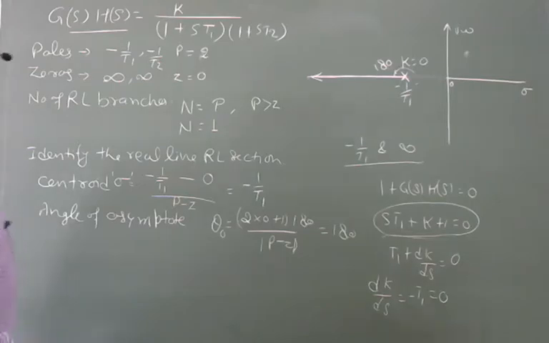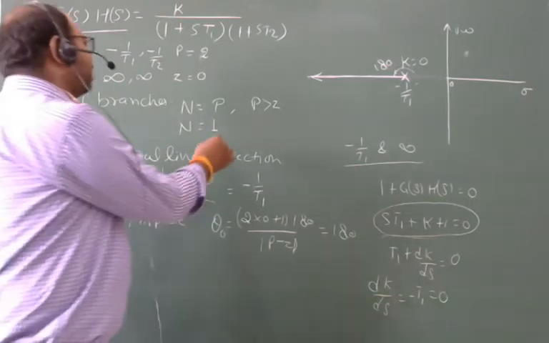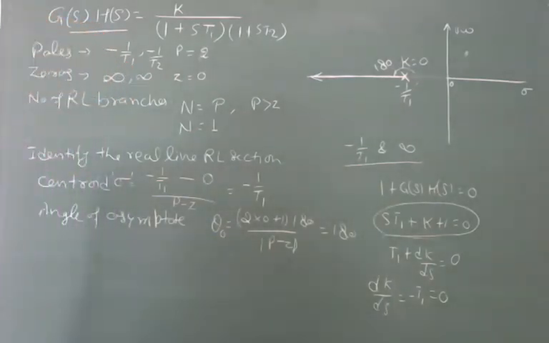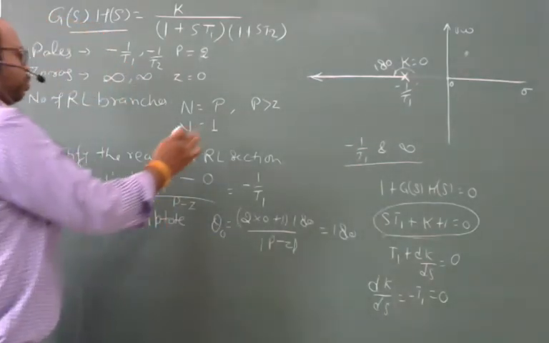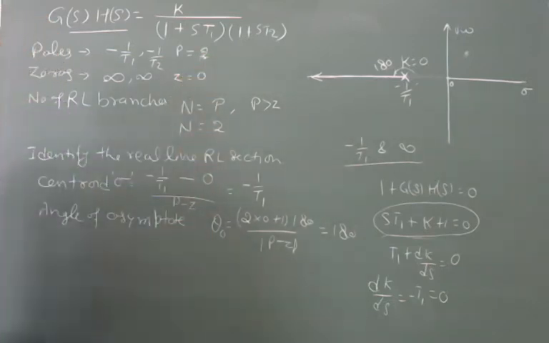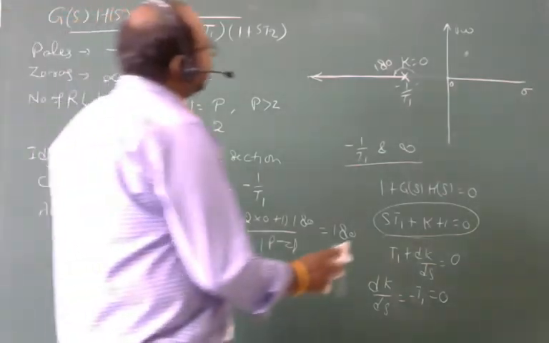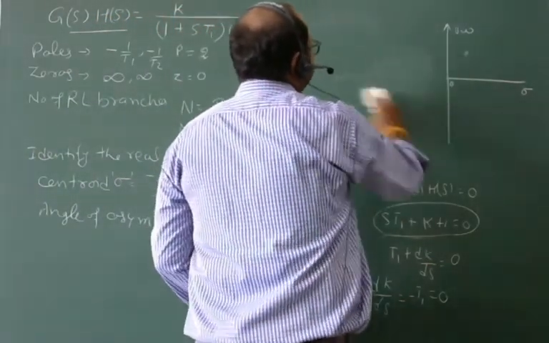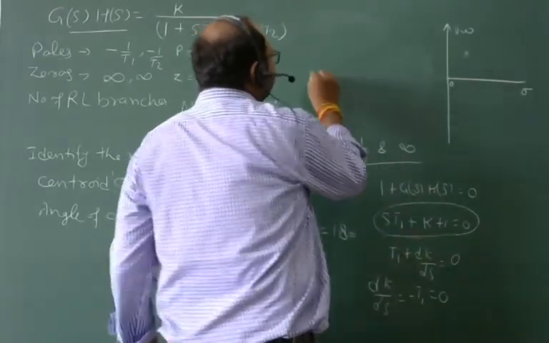Number of root locus branches in previous case was 1. So this one is the single branch. But now the number of root locus branches will be 2 because P is 2. Right? Number of root locus branches will be 2. Now locate the roots of this GSHS on S plane.